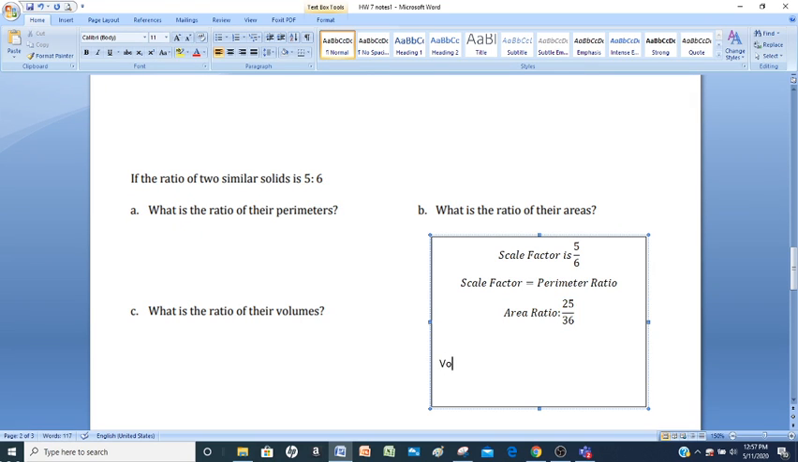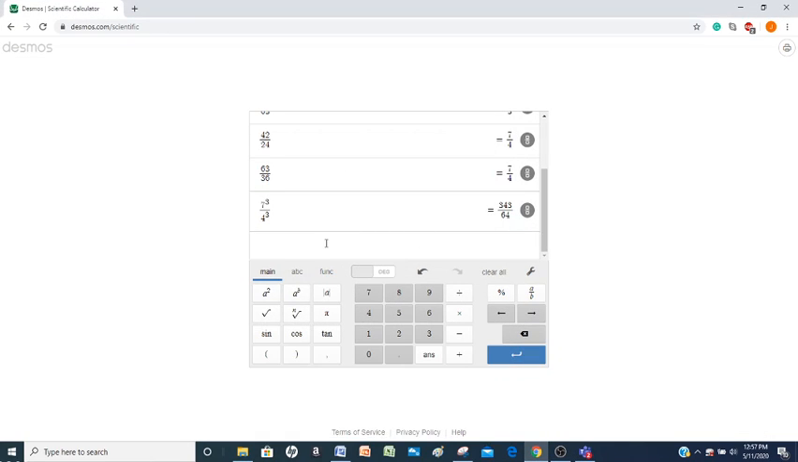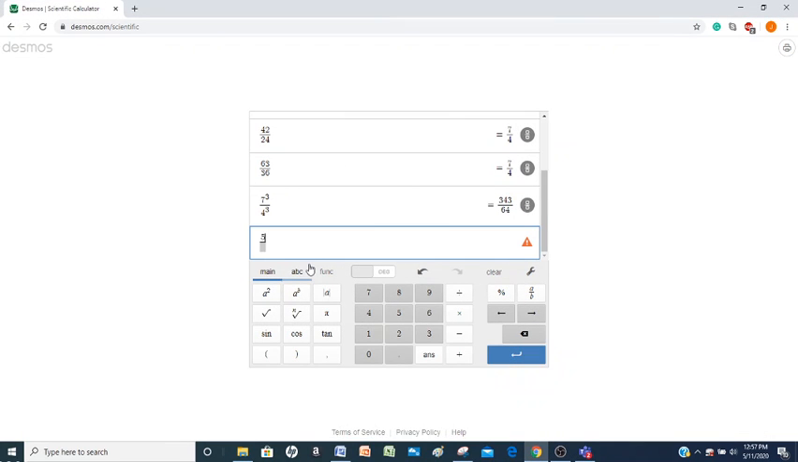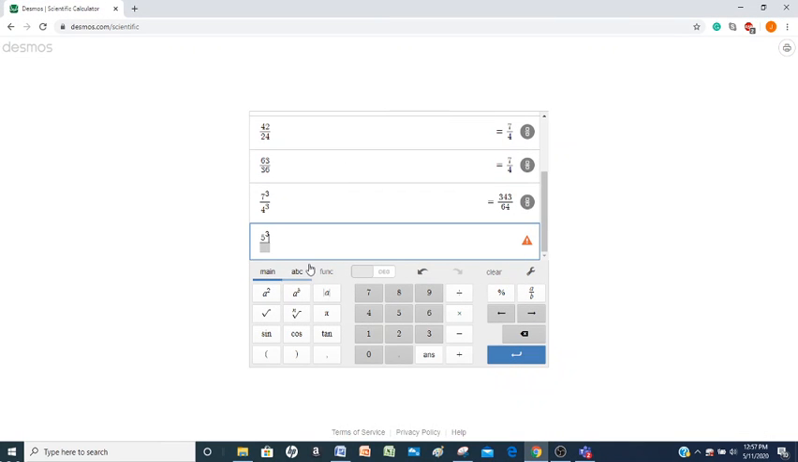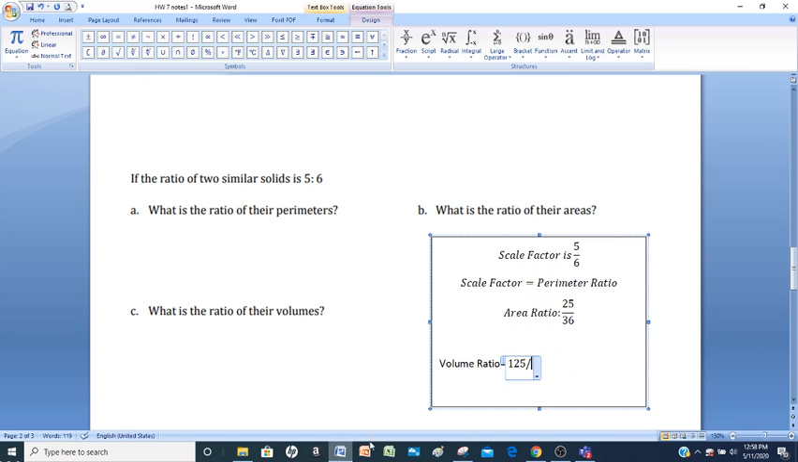For my volume ratio, I have to cube the 5. When I cube the 5, I get 125. When I cube the 6, I'll be honest, I don't remember. So I'm just going to put it in my calculator. So again, I have to cube it. 5 cubed, and then 6 cubed. And I care about the fraction, right? So we have 125 over 216. Very repetitive after a while.